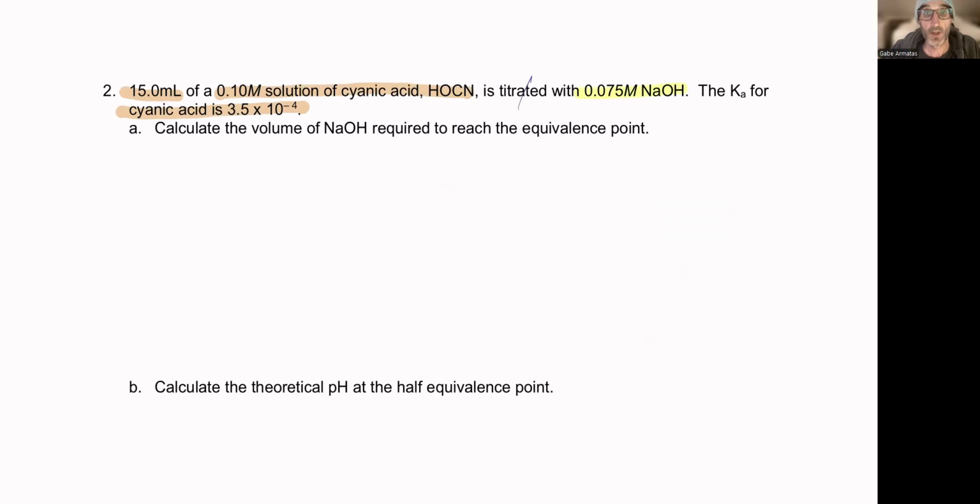Before we do that, we always want to start with an equation. HOCN, which is my acid, plus I'm adding the NaOH as my base. We are left with NaOCN plus water. Okay, so it is a 1-to-1. It looks like it's balanced. We don't have to worry about anything.